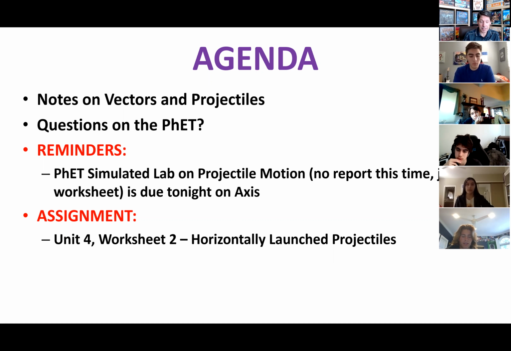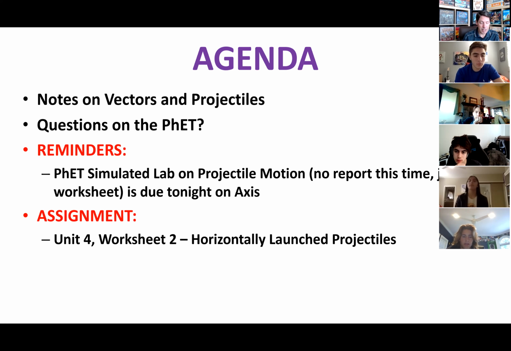And then the PhET activity, if you were able to get that done, you can just submit that on Axis by tonight. If you had some questions, there's going to be probably 20 to 30 minutes at the end of the class today for you to ask those questions and get some help, and also just to be working on it if you just didn't have time to finish it yet.